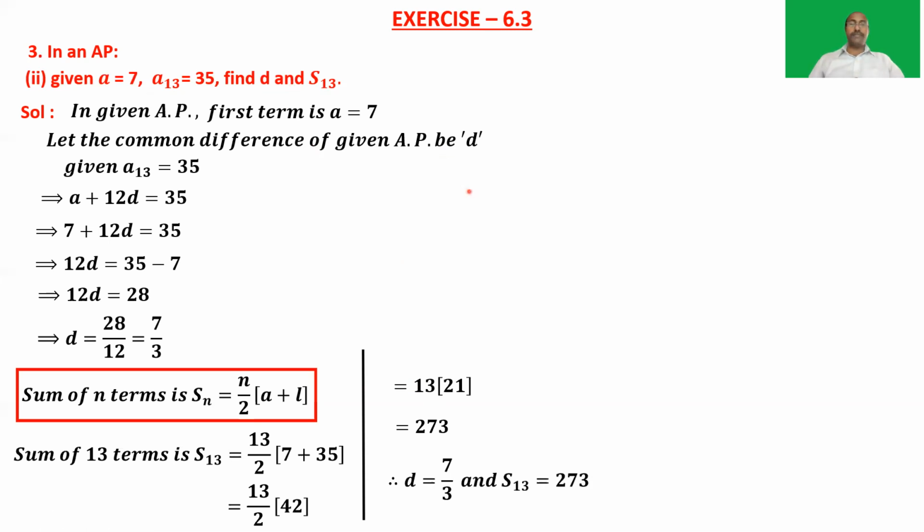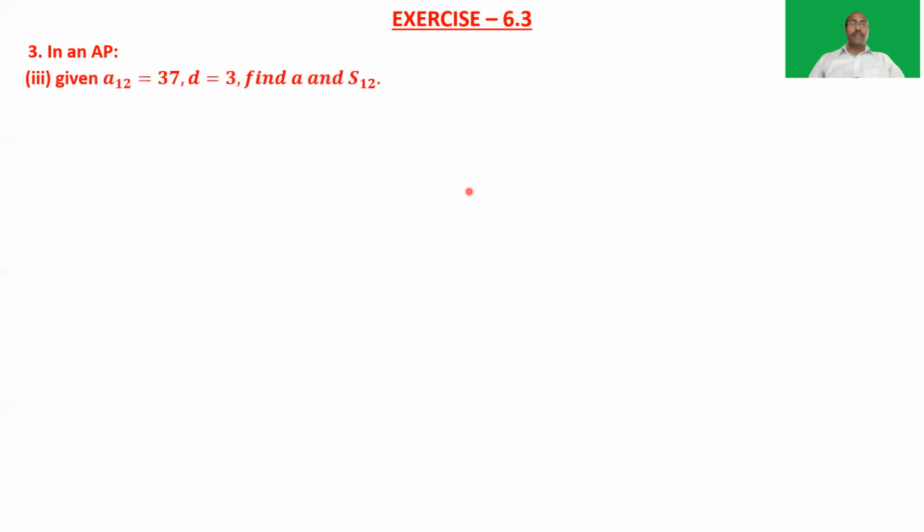Take the third one. Given A12 is equal to 37, D is equal to 3, find A and S12. Here also we need S12 and we know A12, so we can use n by 2 into A plus L here. Before that we have to find A. So in the given arithmetic progression, common difference D is equal to 3, and it's given that A12 is equal to 37.